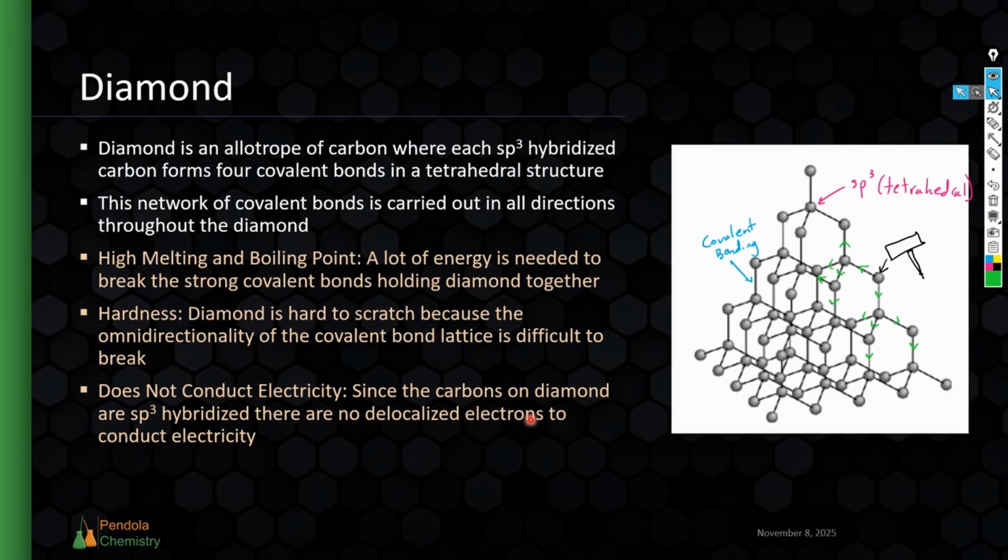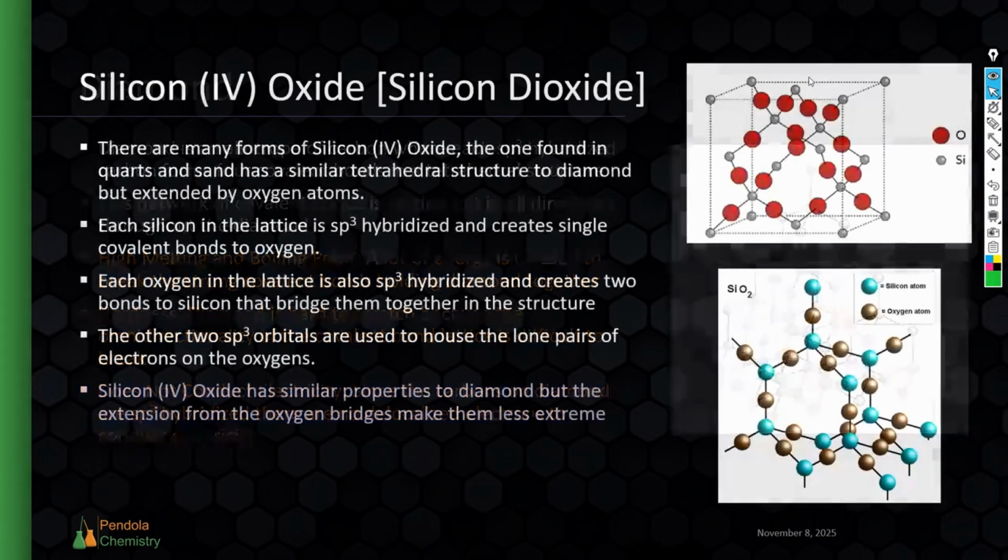The process of creating graphite is very quick, very easy, whereas diamond needs a lot of temperature, a lot of pressure to create the structure that we see here. So diamond and graphite are 2 allotropes of carbon with very different properties.